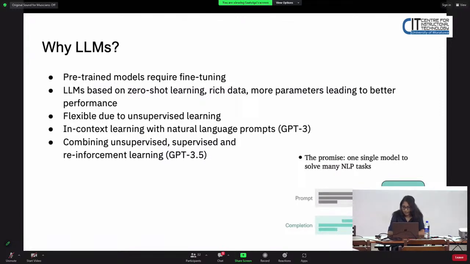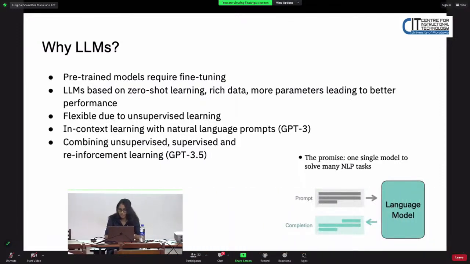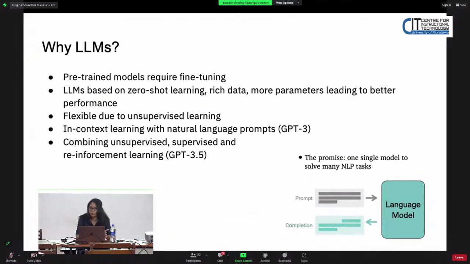So recently, GPT 3.5 has a combination of several techniques. It combines supervised learning and unsupervised learning, and also adds a reinforcement learning component. So people are now looking at how we can add reinforcement learning. You provide some human input, and based on the correct questions and answers, we add a reinforcement policy.